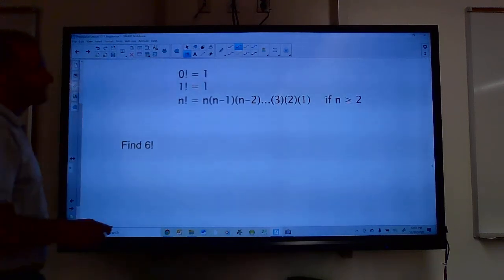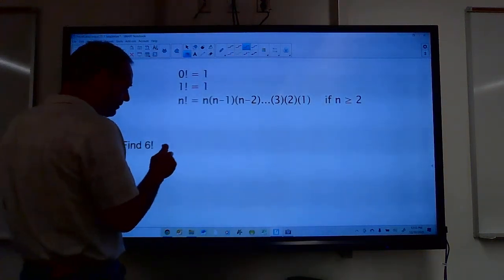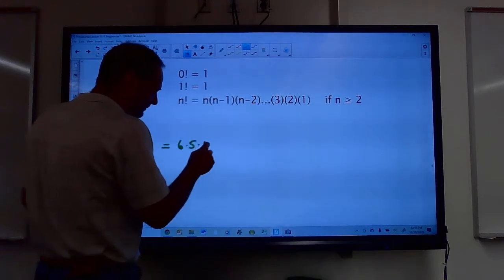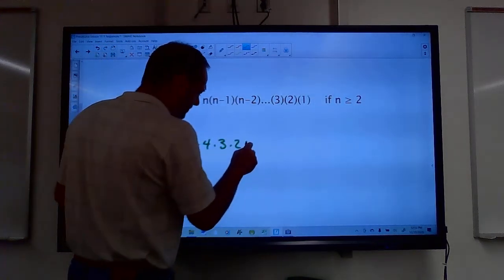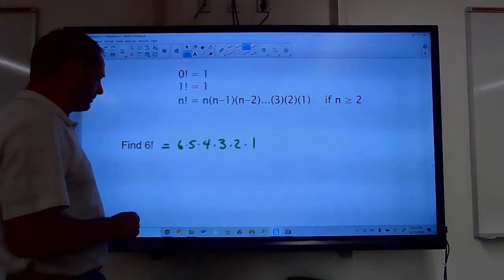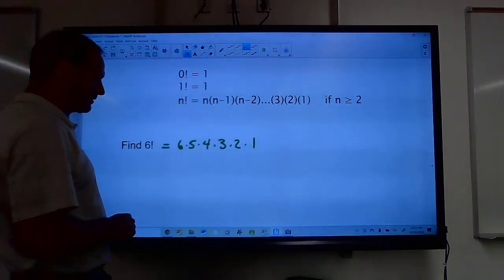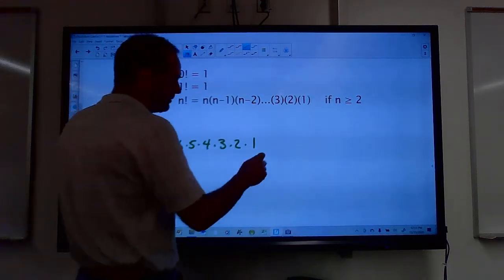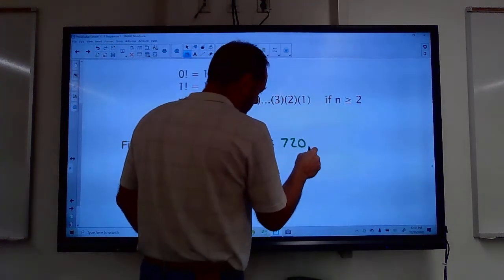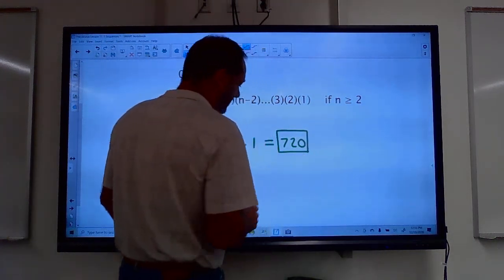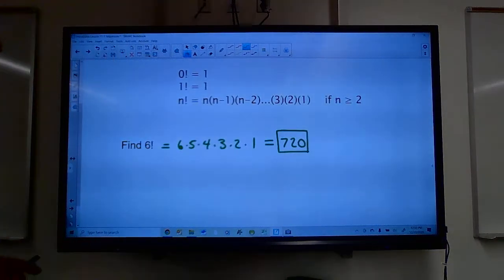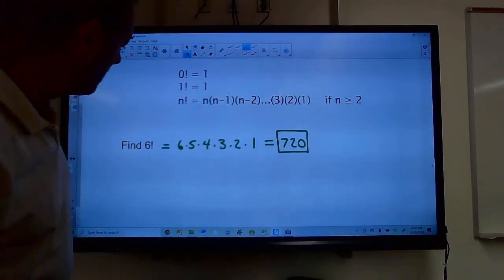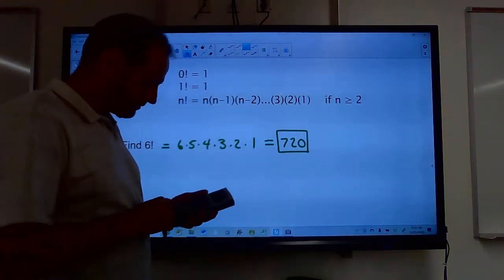So if I find 6 factorial, it is 6 times 5 times 4 times 3 times 2 times 1, which is 720. Now, I would personally like to get my bank account to grow factorially, because it grows very fast.